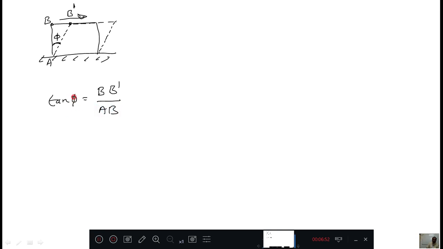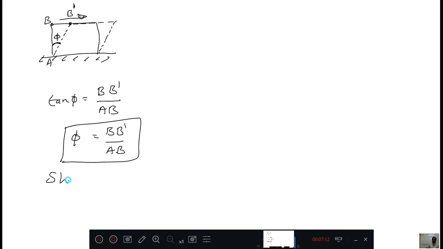But this phi is very small and cannot be measured in integer degrees. Therefore tan phi is considered as phi only, equal to b dash by ab. This is called shear strain. What is shear strain? Shear strain is the change in angle when shear force is applied on a particular side.